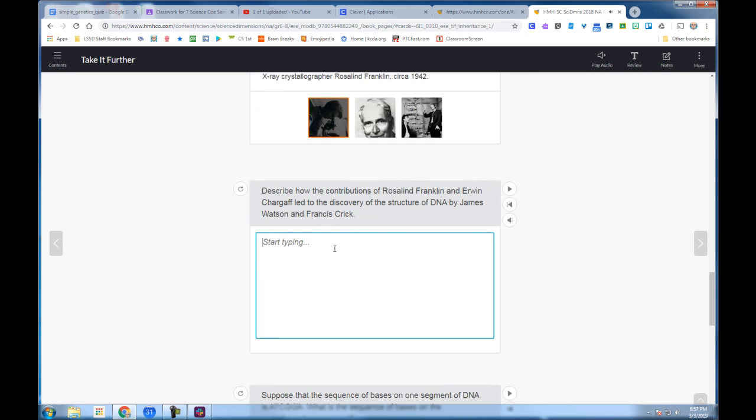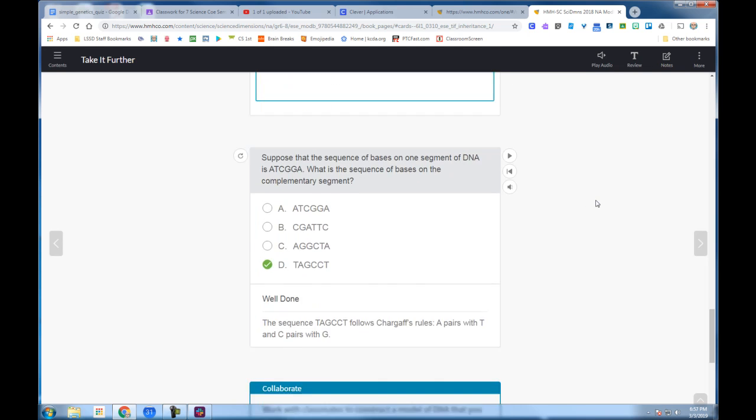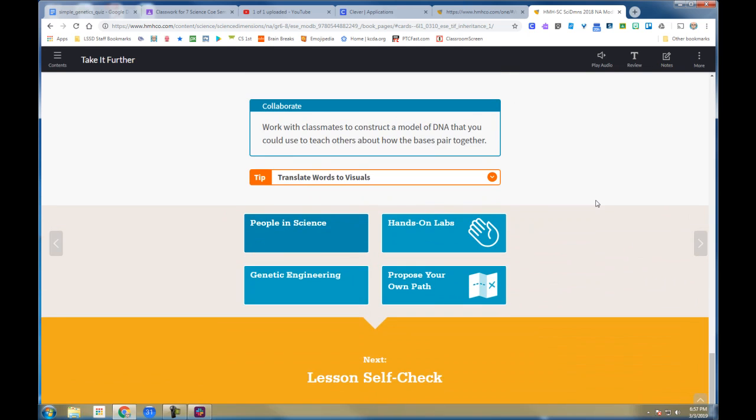So I'm going to back up, though, really quick. And so Franklin is crystallography. For those of you that need to see it on screen, I'll make sure I spell it right. A equals T, G equals C. Now, again, those are minimal answers. You should elaborate much more than that, but I just want to make sure that you see something on the screen. So that is the take it further.